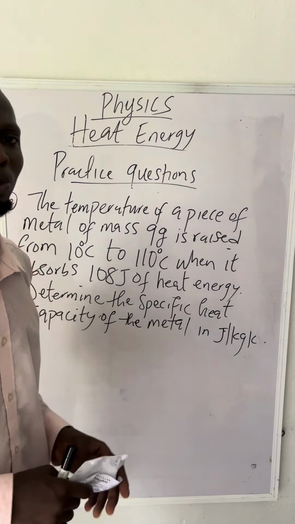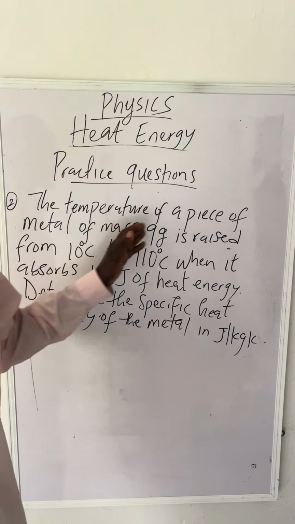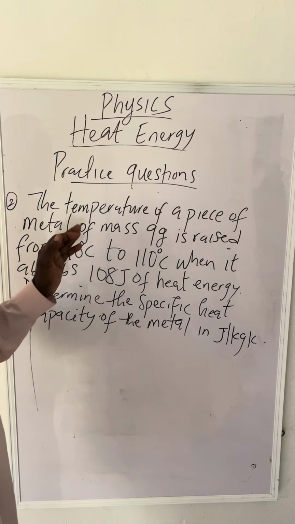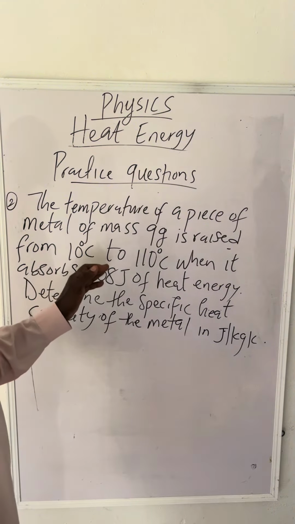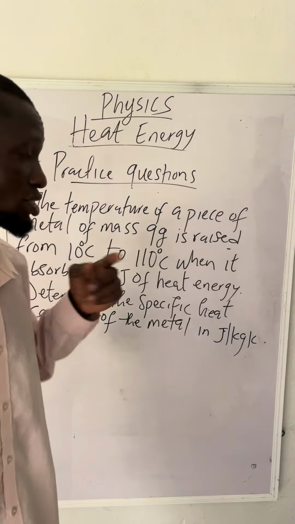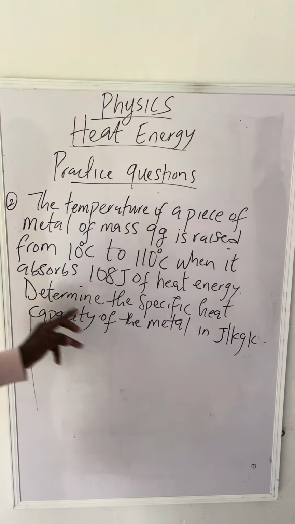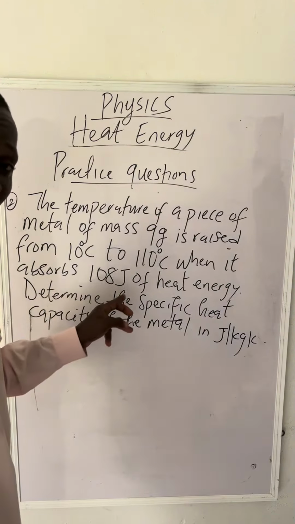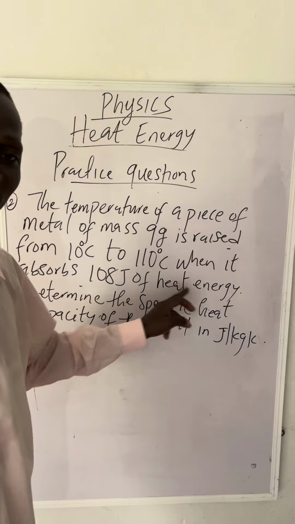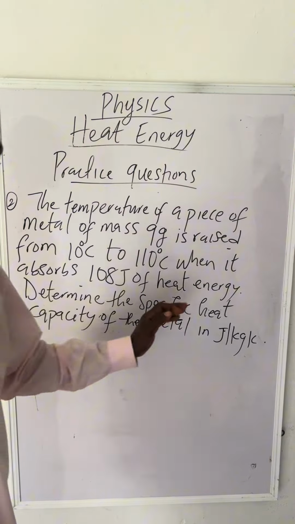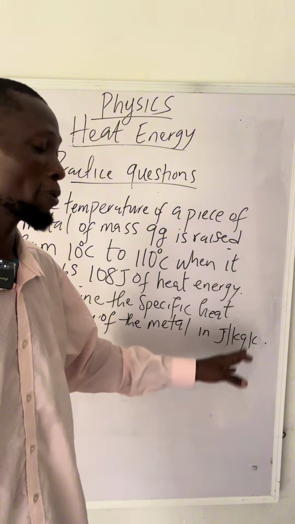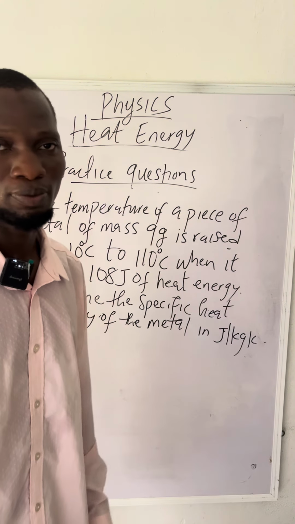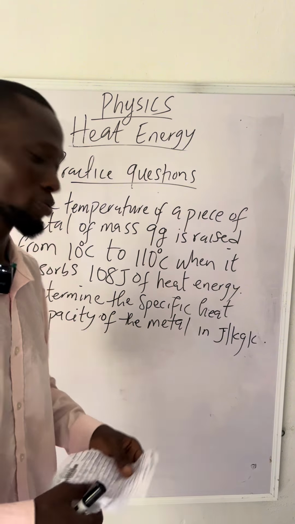So this is the second question. The temperature of a piece of metal of mass 9 grams is raised from 10 degrees Celsius to 110 degrees Celsius when it absorbs 108 joules of heat energy. Determine the specific heat capacity of the metal in joules per kg per Kelvin. So that is the second question.